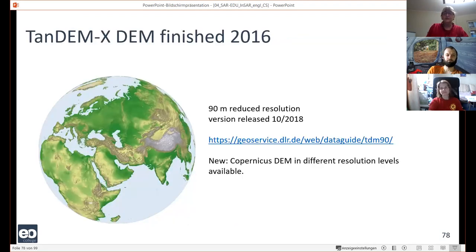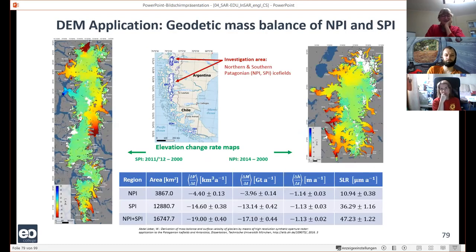So the first global data set was finished in 2016, and a globally reduced resolution 90 meter version was released in October 2018 and is available. But again, the real resolution is much better, but for that you have to apply with a scientific proposal, or buy the data. Okay, that's really the top notch of interferometry applications and going on. So just really search the internet.